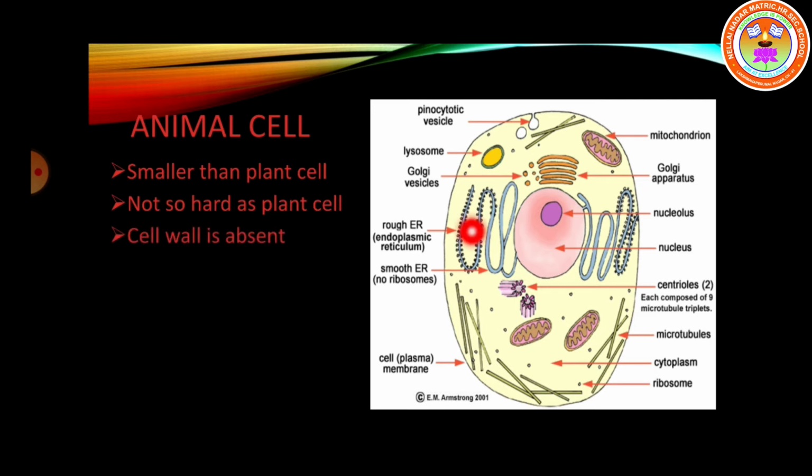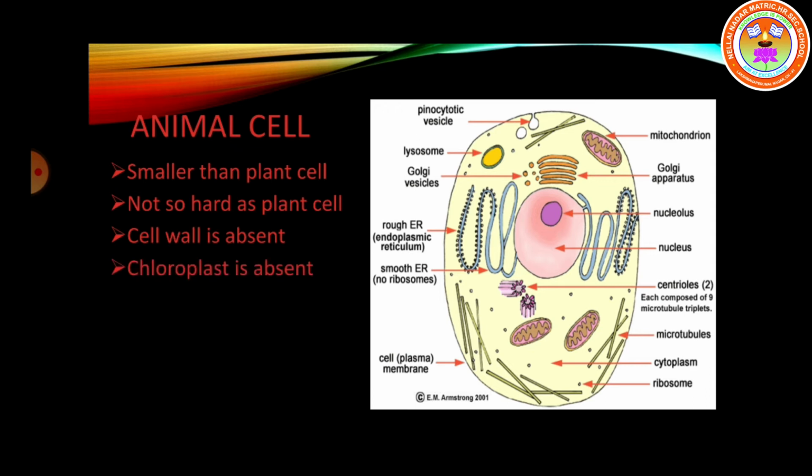And here one thing you can see, the cell wall is absent. The cell wall is absent, but what is present here? Only the cell membrane. So here you can see the cell membrane. So this is the cell membrane. Only the cell membrane is present, but not the cell wall. So the cell wall is absent here in the animal cell.